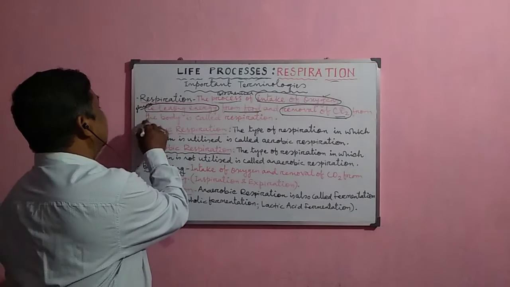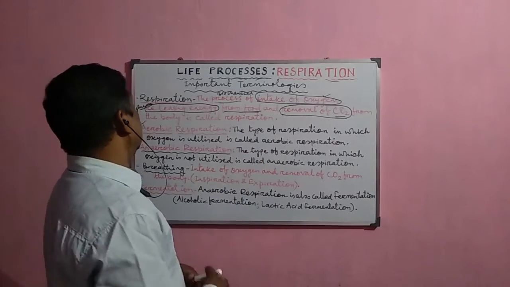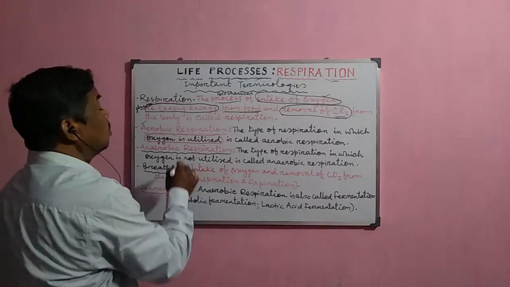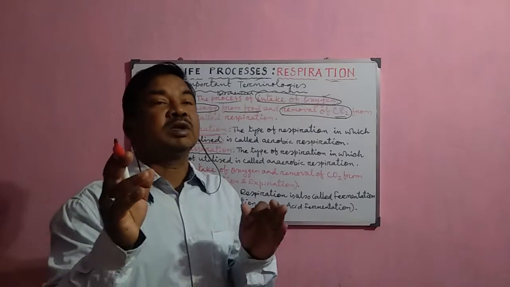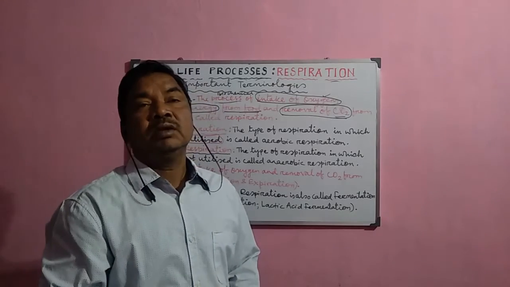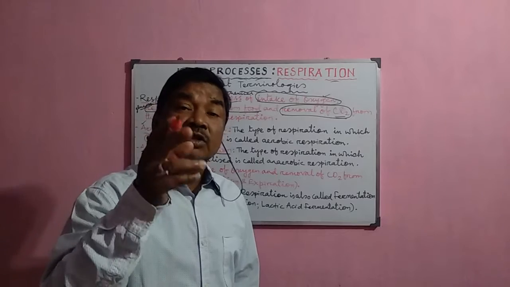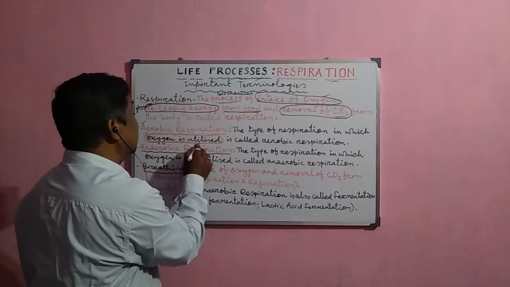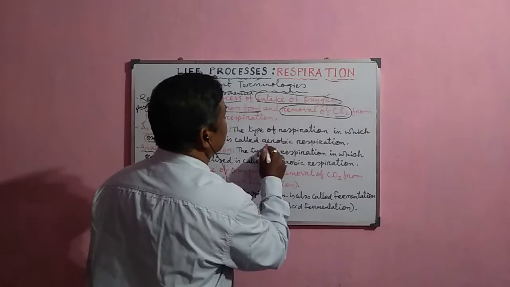Now next one, what is aerobic respiration? Aerobic respiration is the type of respiration in which oxygen is utilized. Sometimes we say that it occurs in the presence of oxygen, but the presence or absence of oxygen does not make any sense by itself, because if oxygen is present but not utilized, then what is the value of its presence? So the word utilization is more appropriate here. So the type of respiration in which oxygen is utilized for releasing the energy is called aerobic respiration.